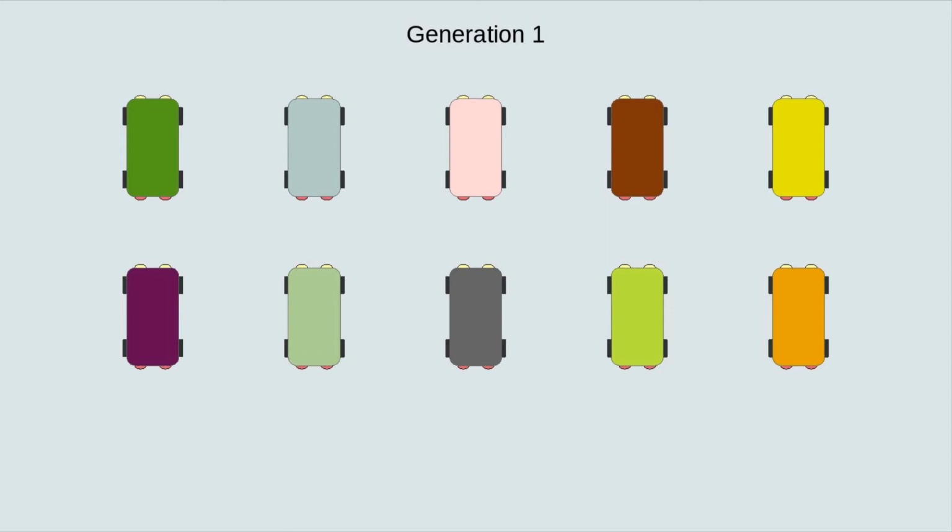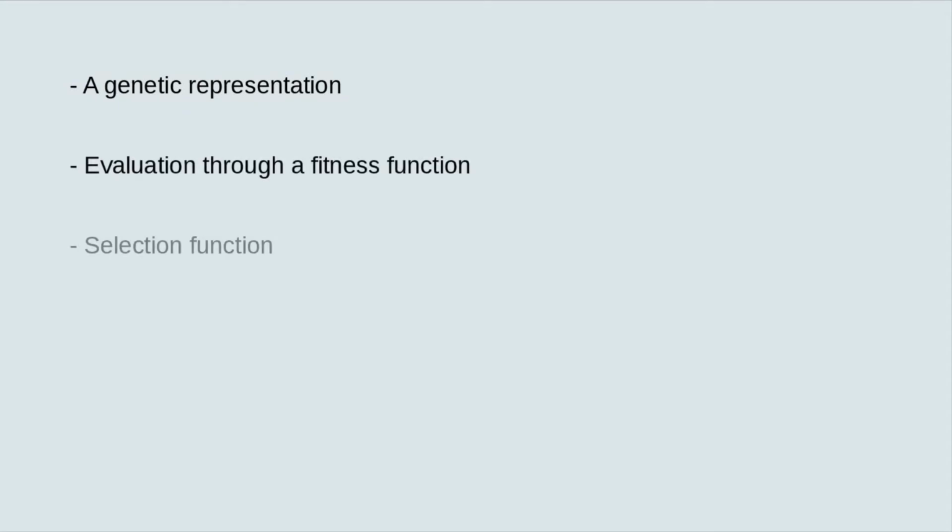So let me summarize. In order to apply a genetic algorithm evolution, we have to generate a genetic representation of a solution, evaluate the solution through a fitness function, create a selection function, crossover solutions, and mutate solutions.